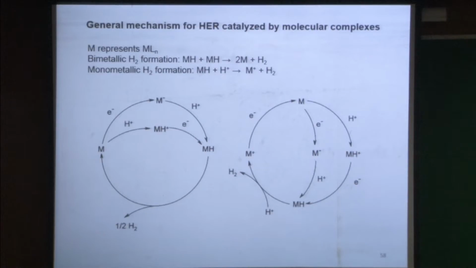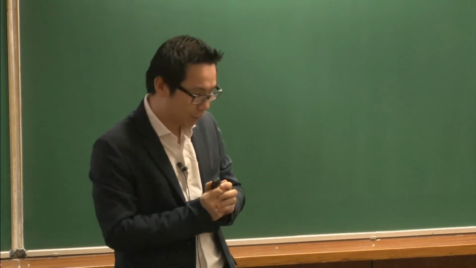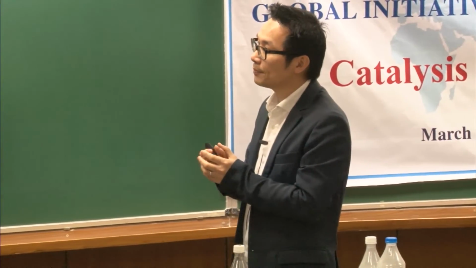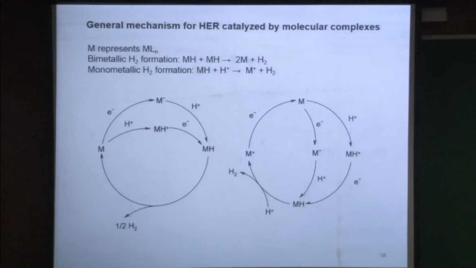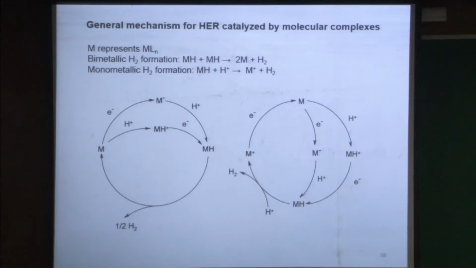So we start now from, again, mechanistic consideration of hydrogen evolution, and now it's a molecular compound. Here I use M to represent the molecular catalyst, okay? What is important to recognize is that to make hydrogen in molecular catalysis, basically there are two main pathways. One is that you have two metals. I call it the bimetallic pathway, two metal hydrides.